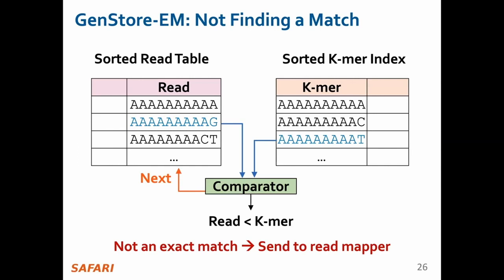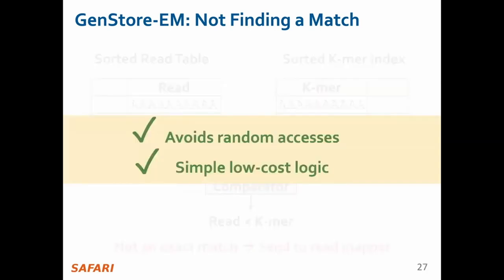So using this technique, GenStore-EM avoids random accesses to the index and to the read data structure, to the read sets, and performs filtering using only one simple low-cost comparison operation per each read.